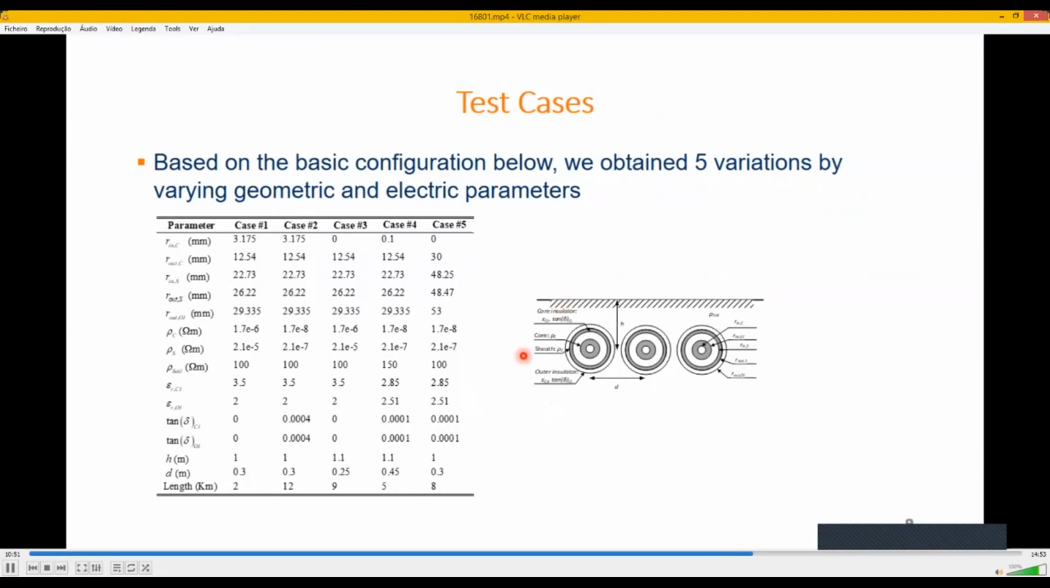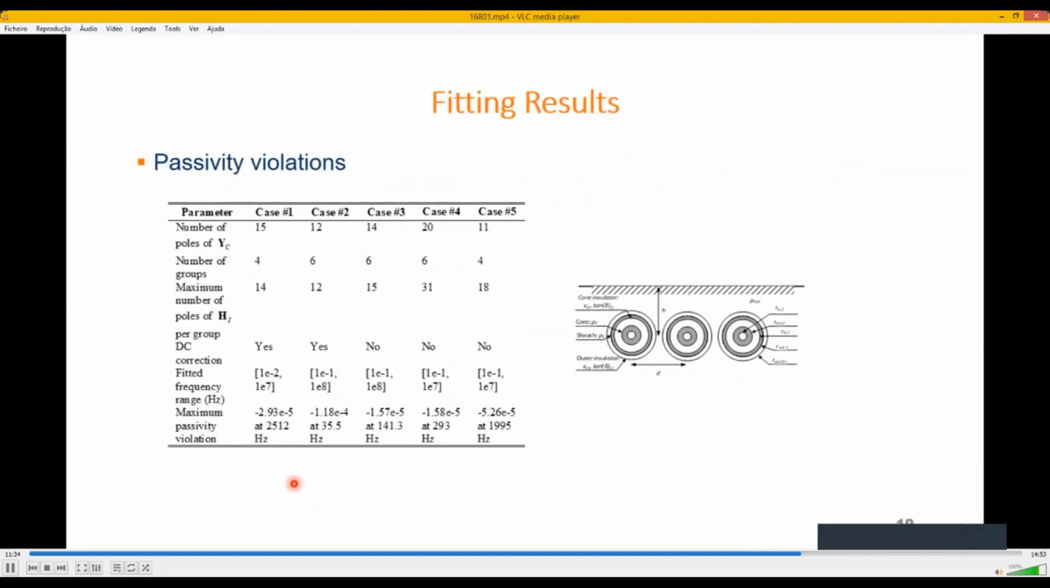Here we see the test case that we used to understand the advantages of the proposed method. We have here 3 coaxial cables and we have 2 conductors for each cable. We obtain 5 variations by using this case by varying geometric and electric parameters. Here you can see all the parameters: the resistance of conductors, the soil resistivity, permittivity, insulation loss factor, and also the geometric dimensions. And you see here the length of the cable is different. So we have 5 different test cases. Then we use universal line model or frequency-dependent cable model to obtain our frequency-dependent models or wideband model.